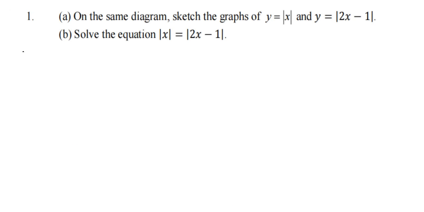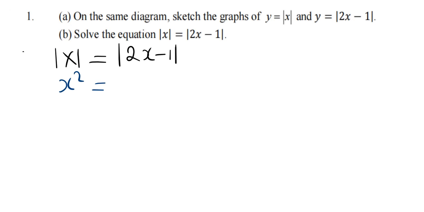Alright, so solving modulus equations, of course, you can square both sides and solve. So I'm going to have the modulus of x is equal to the modulus of 2x minus 1. To remove the absolute bars, square both sides. So I'm going to have x squared is equal to 2x minus 1, then you square this.